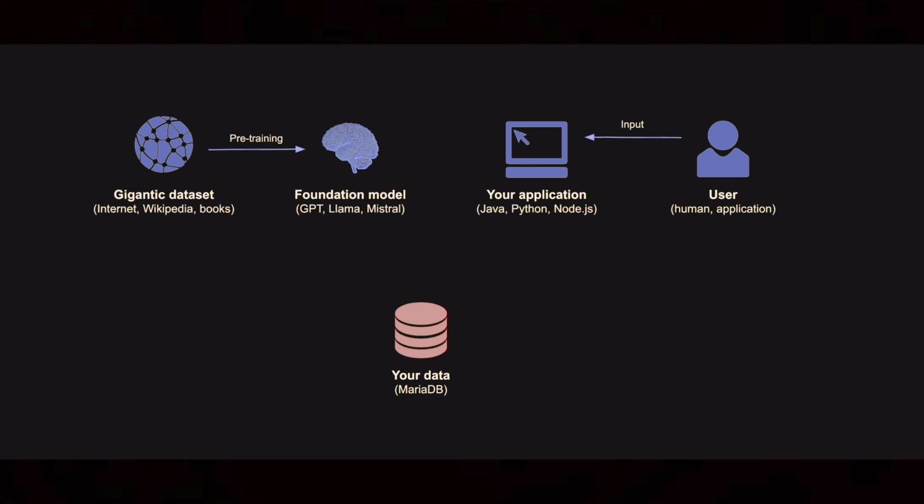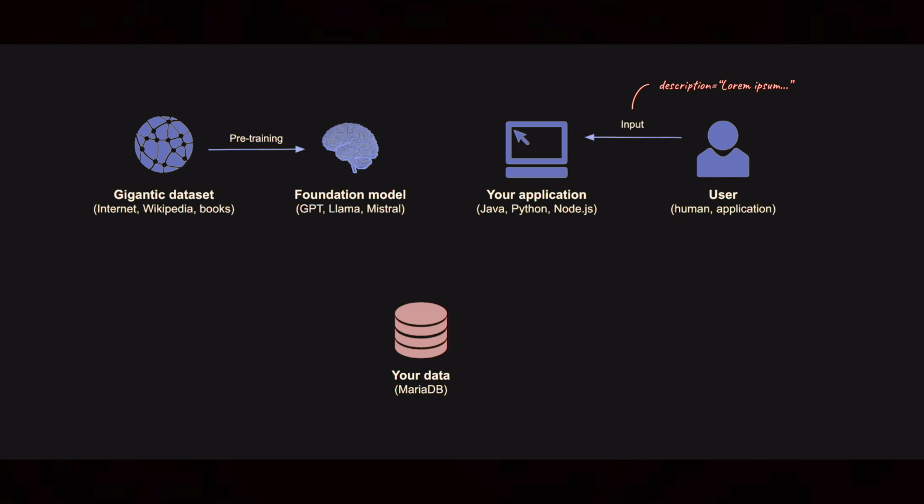So for that, let's study the case when the user is writing data. For example, maybe they want to update the description of a product to something else. So this is sent to your application. Before running this update, you can send that to an embedding model, right? So it's another AI model called embedder.